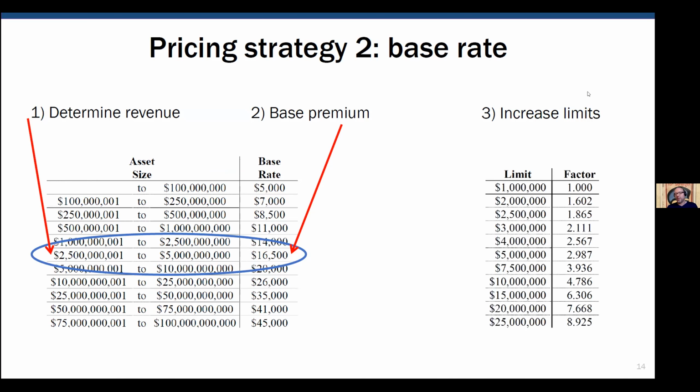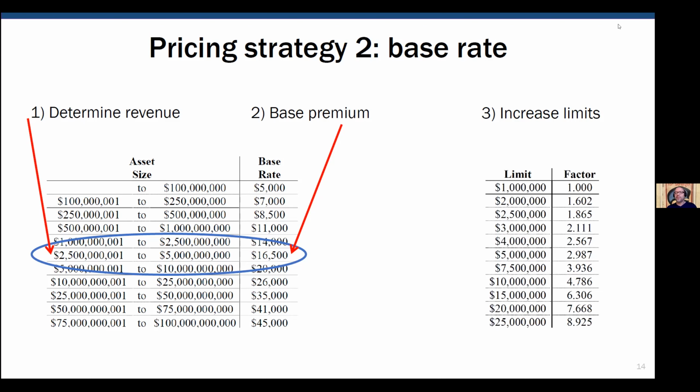The other is the base rate, which again, many of you might be very familiar with. This was new and very exciting to me, by the way. I had no idea at this point when I was studying this how any of this worked. And so it was a gold mine to find this kind of information. Anyway, the base rate approach is to group by ranges of asset size, create a table like this that you see on the left, and say, look, the base premium for a company with between $2.5 and $5 billion is going to be $16,500. That's just the base rate.